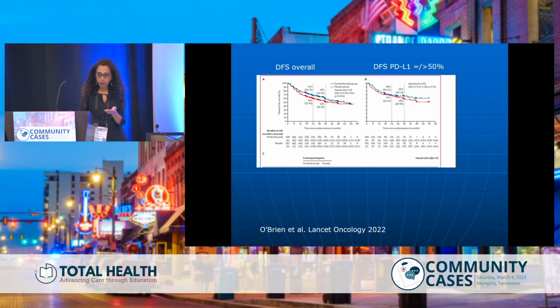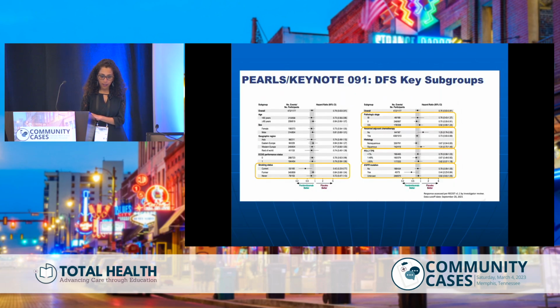The p-value, in fact, is significant in the overall population, and not in the PD-L1 high population. I really have a very hard time understanding this. The numbers were very small. It was not designed to really look at the subpopulations, but we can have a discussion on that later on.